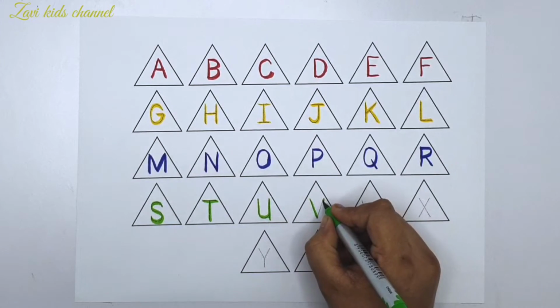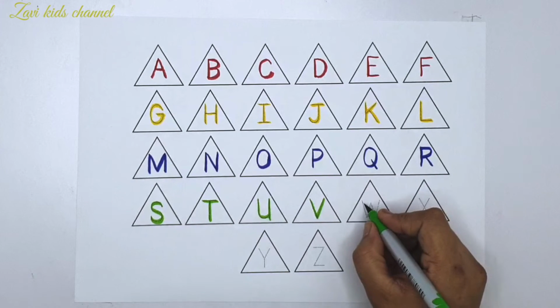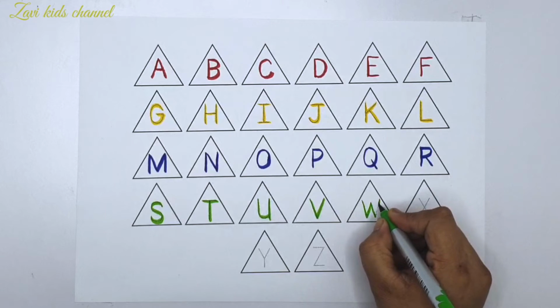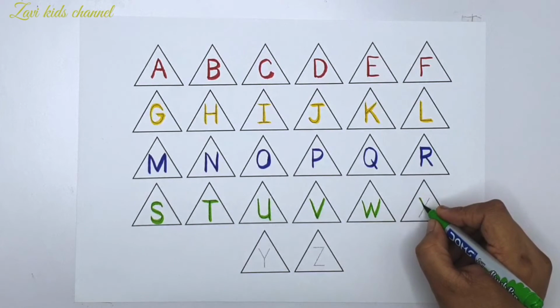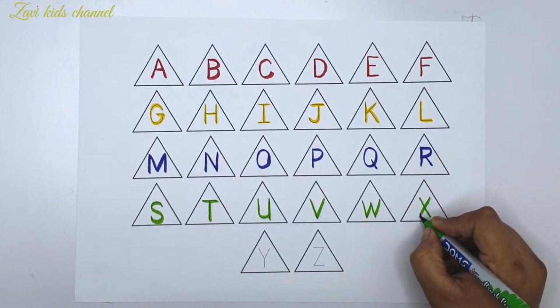V. V for van. W. W for watch. X. X for xylophone.